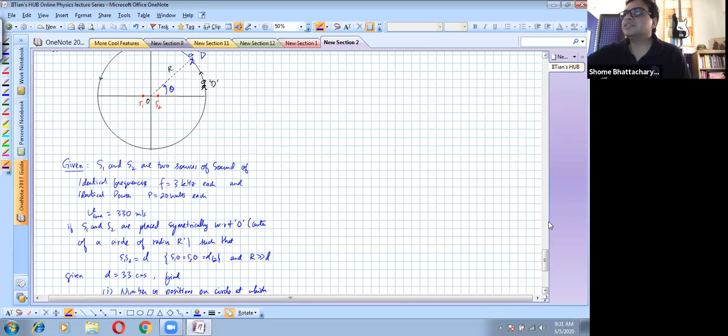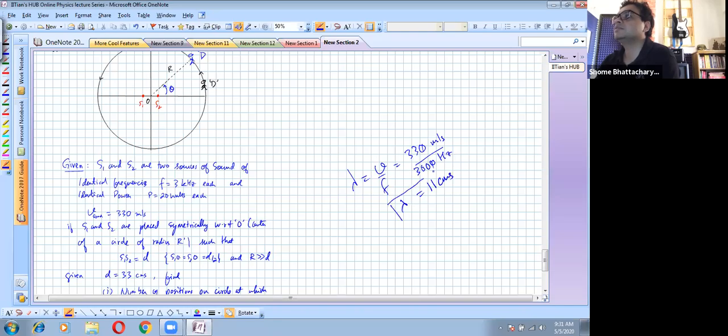So see, how much is the wavelength of the sound coming over here? The wavelength of the sound is v by f, which should be 330 meters per second divided by the frequency, which is 3000 hertz. So that should come out as 11 by 100, or 11 centimeters. So the wavelength should be 11 centimeters.